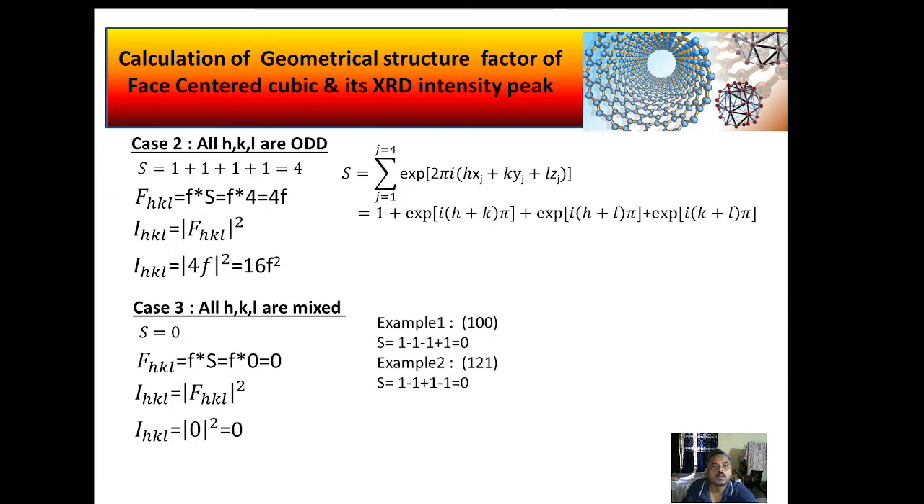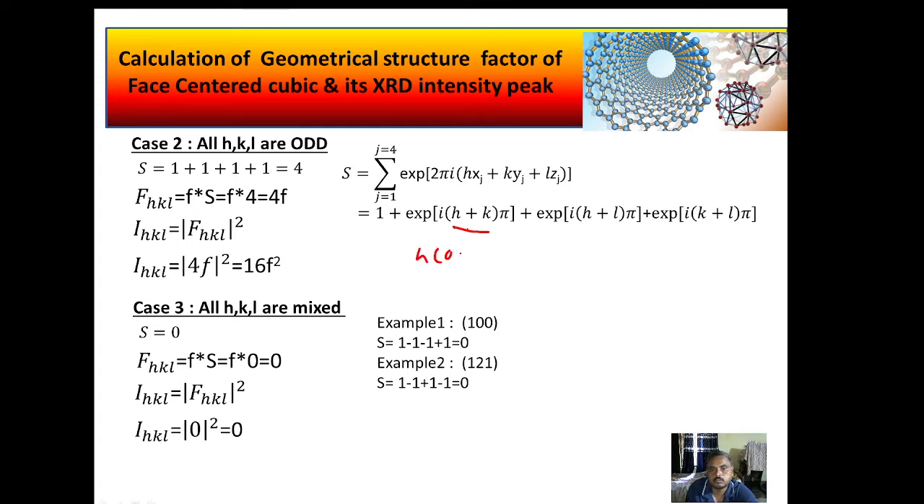Similarly, what will happen if we take all of them odd? Now you see, in this case, again this is the expression we have taken. Now let's say for the first case, h is odd and k is also odd.